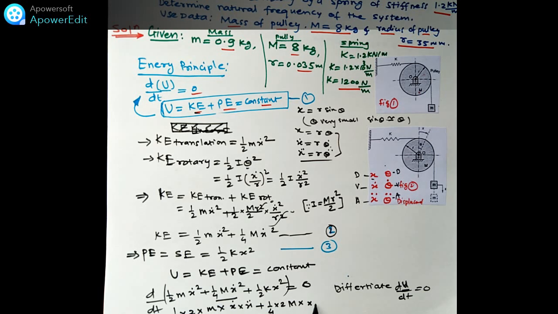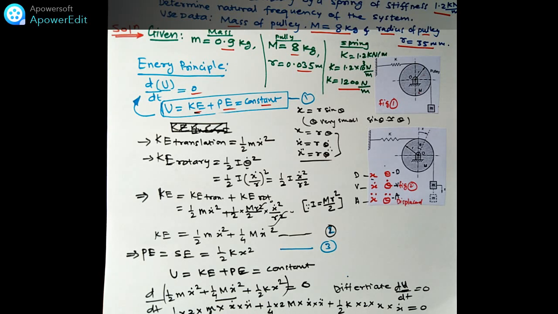Into x double dot, plus here again half into k into 2 into x into x dot, which is equal to 0. In this case this is x dot. Yes, now it is correct. So what will happen here? The 2s get cancelled. So what will be the remaining?